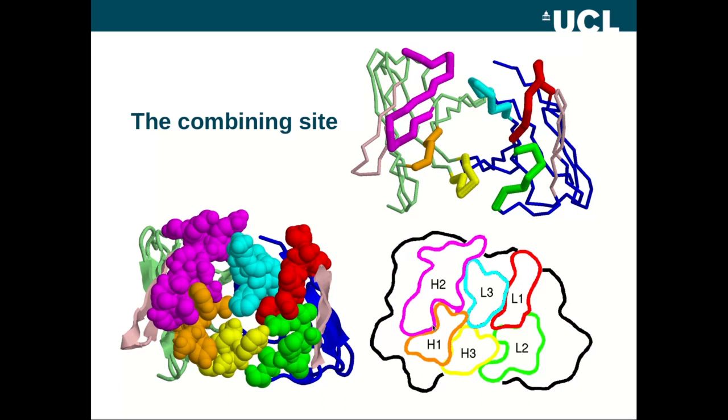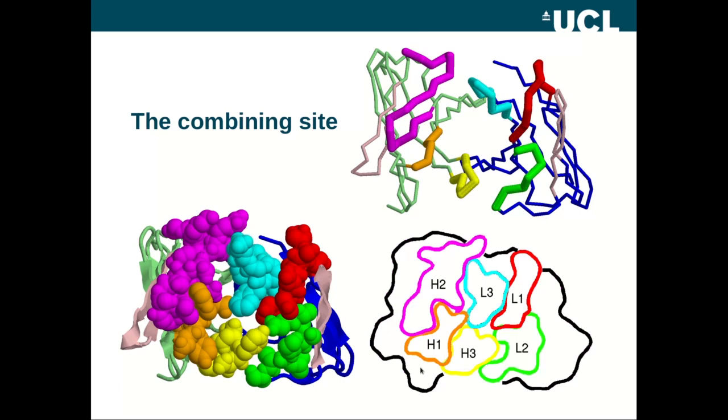And the labels that I've used, L1, L2, L3, represent the positions along the sequence of the light chain. So the first loop, the second loop, the third loop, and then the same for the heavy chain, H1, H2 and H3 for the first, second and third positions on the heavy chain.